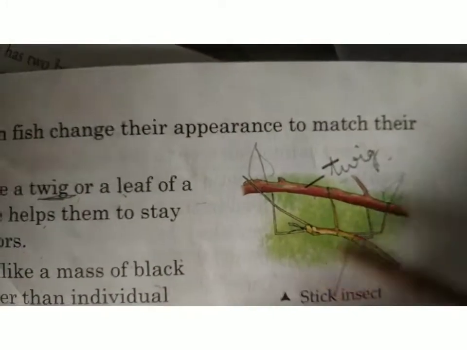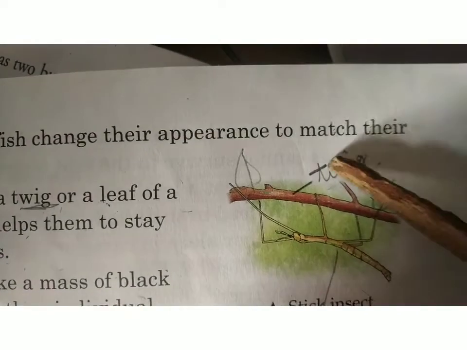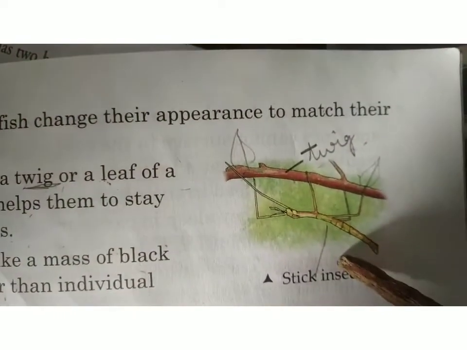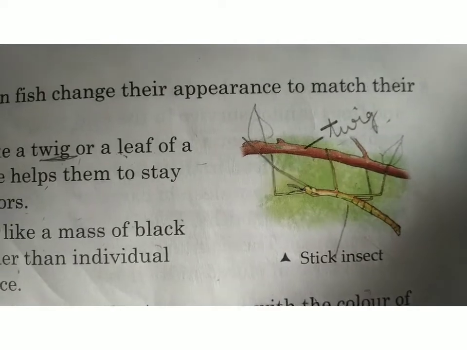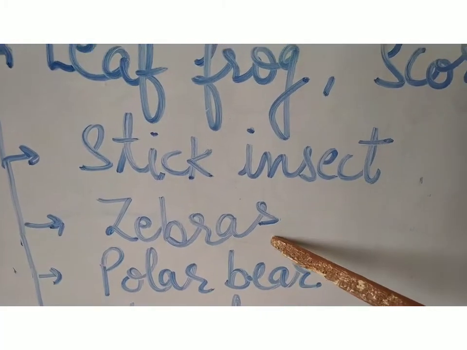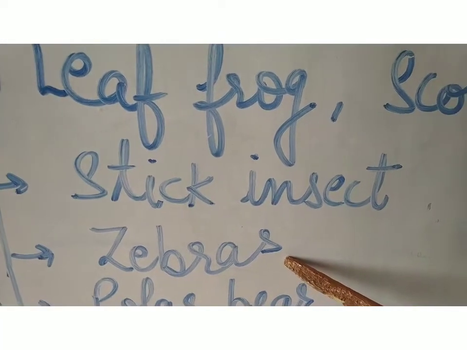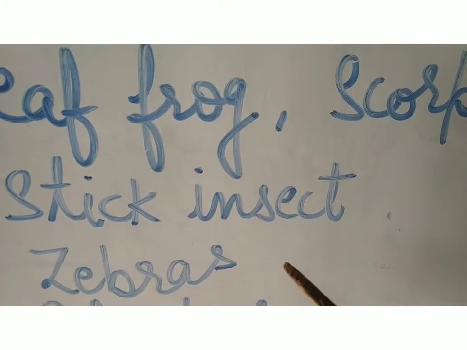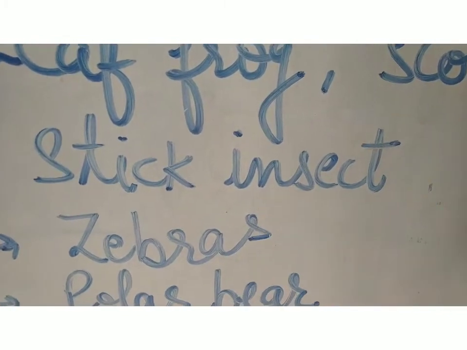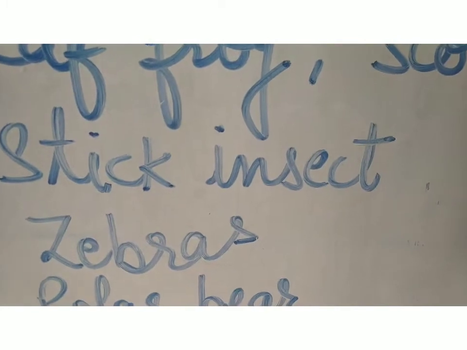And you can see you cannot differentiate between the stick insect and the twig. So this is the ability of camouflage of stick insect. Zebras. You know, zebras have white and black stripes on their body. So they are not visible in the big mass.